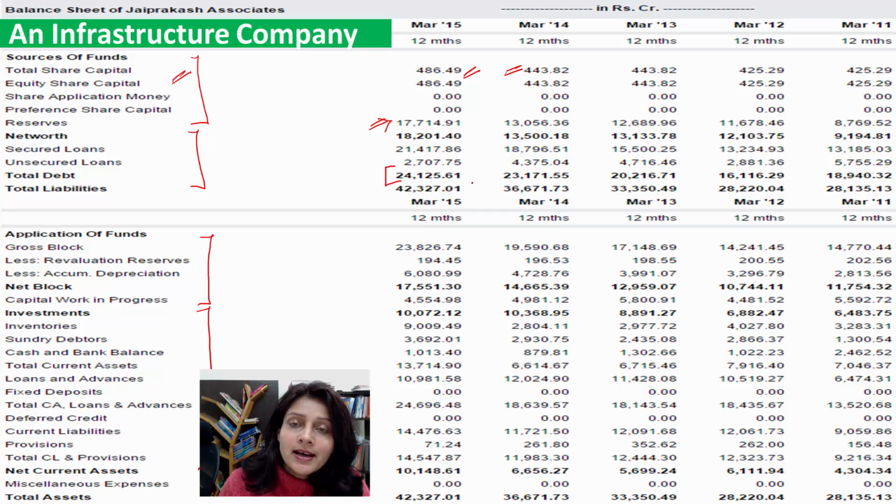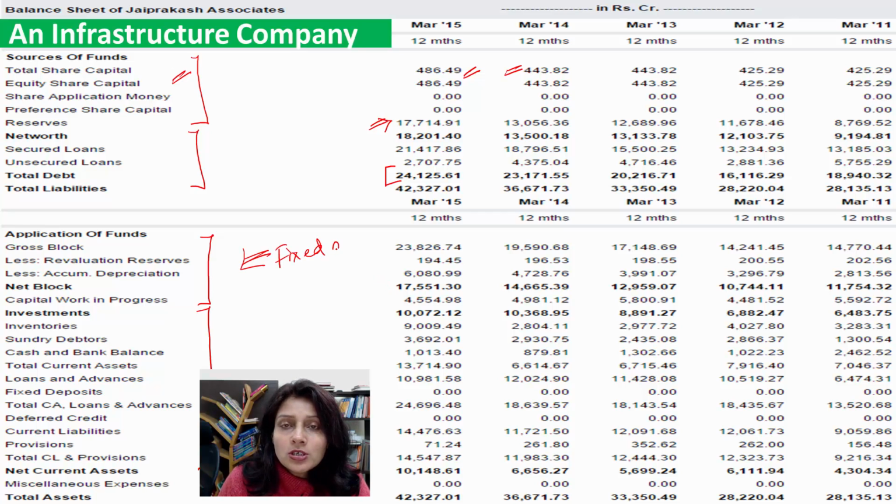We can also see that the debt has increased over the past few years. So in case this is a company which is still expanding and which of course has positive operating cash flows, which we'll come to see later on whether it has or not, then this should not be a very alarming figure. Let's move on to see what we should look at in the assets side.